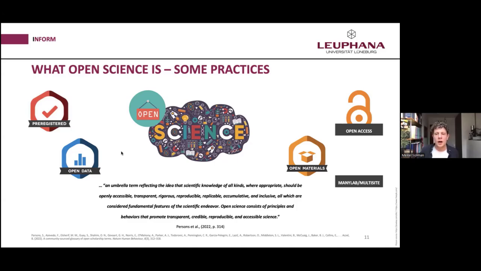And then there are also practices that are called many-lab or multi-site projects. And these projects basically are just a bunch of researchers, oftentimes from different parts of the world, trying to answer one research question together, collecting data in their home country, and then combining the data to analyze and get a whole picture to answer that research question.